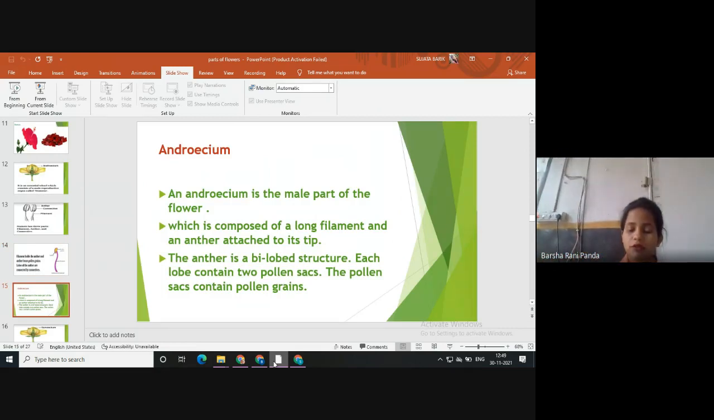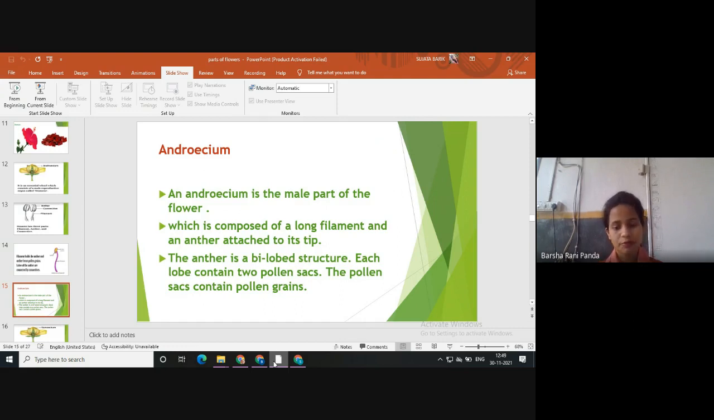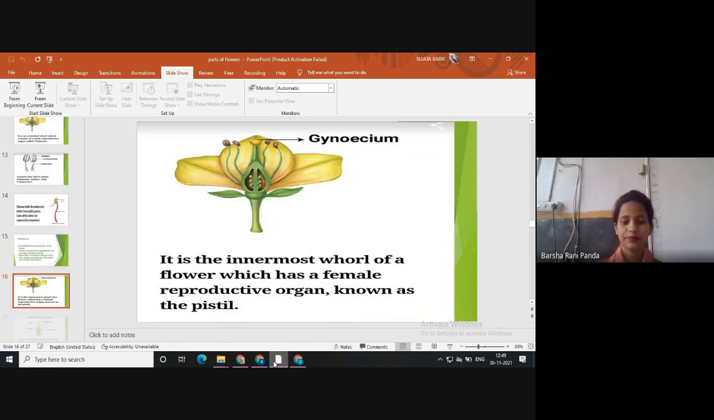So this is all about our third whorl, that is called androecium, which is also called the male reproductive part of a flower. An androecium is the male part of a flower which is composed of a long filament and an anther attached to it. The anther is a bilobed structure. Each lobe contains two pollen sacs and the pollen sacs contain the pollen grains, which are yellow in the hibiscus flower. They are dust-like particles and they are called pollen grains and help in the process of pollination.